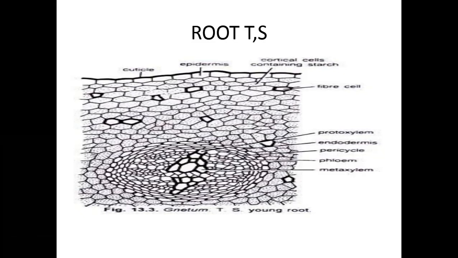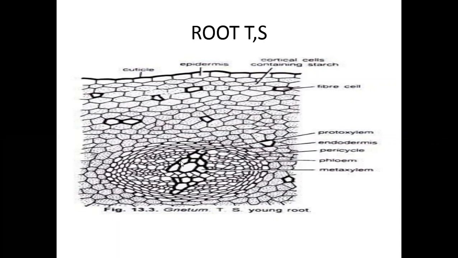The stele is surrounded by endodermis. Endodermis is mainly made by rectangular parenchyma cells. They are also filled with starch storage food material. So this endodermis is also called the starch layer, and casparian strips are clearly visible in the endodermis. Below the endodermis, a multi-layer pericycle is present.